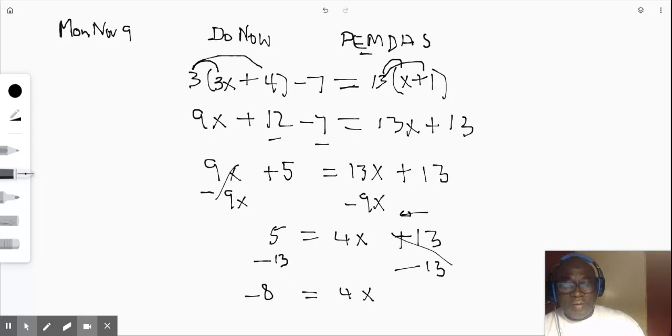So if negative 8 is equal to 4x, x must be equal to negative 2 because we are going to divide both sides by 4. And then we'll have negative 2 is equal to x. And there we have it. We have solved the equation. In this equation, the variable x, the solution is x equals negative 2.